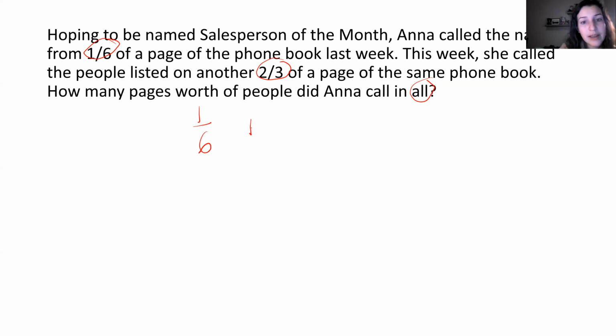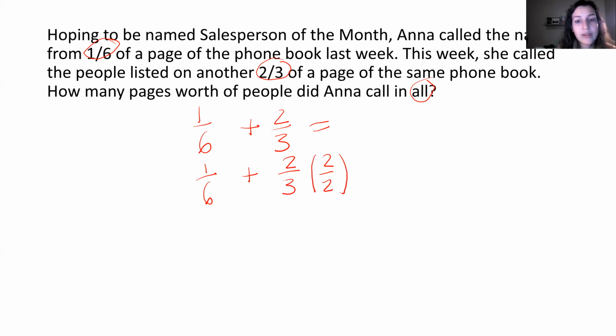We have 1/6 plus 2/3. Let's find out what that equals. So how can we make these two numbers have the same denominator? 1/6 will stay the same, and let's multiply 2/3 by 2/2. We're doing this because the 2 in the denominator multiplied by the 3 in the denominator will get us a denominator of 6, which will allow us to add the numerators of the fraction straight across.